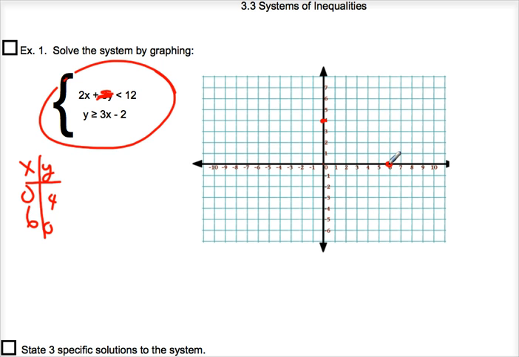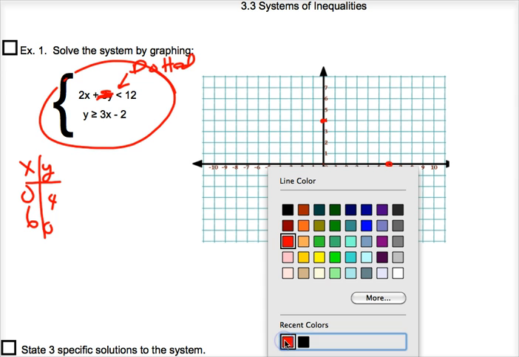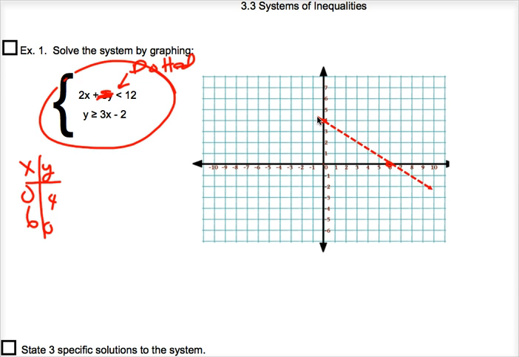I'm going to connect them with a line, but I'm going to remember what kind of line I need to use on these. The line I need to use is dotted because of the less than. This is just a less than, so you've got to remember to use a dotted line for that. I'll go ahead and activate a dotted line, and I'll go in red since I use red dots.